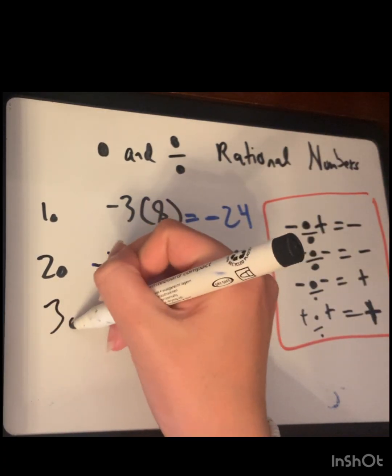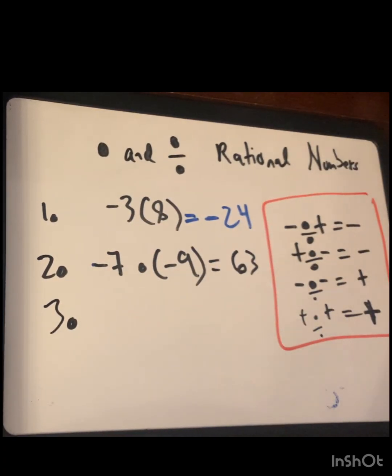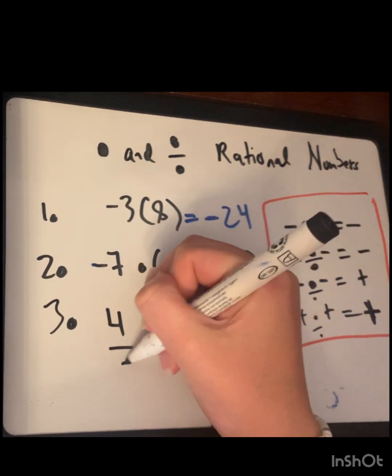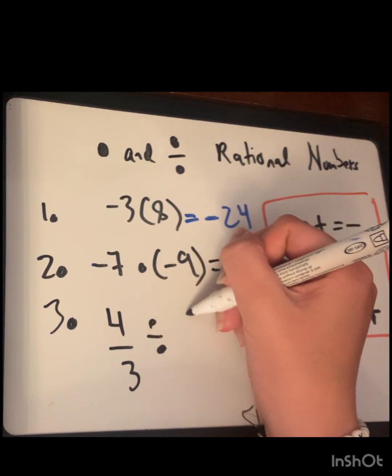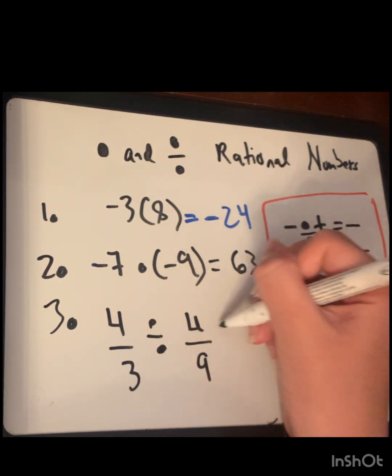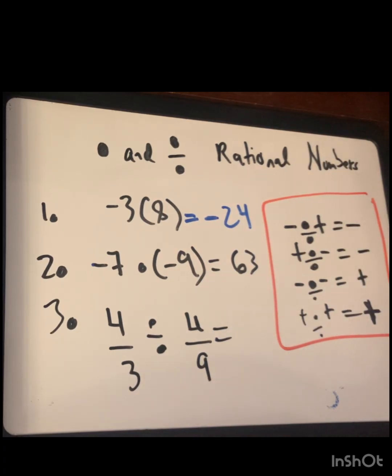Third one, and then the quiz. I hope you guys have an understanding. I'm trying my best here for you guys. And then 4/3 divided, let's say, 4/9. For division, these are both positive, so it's going to come out positive.